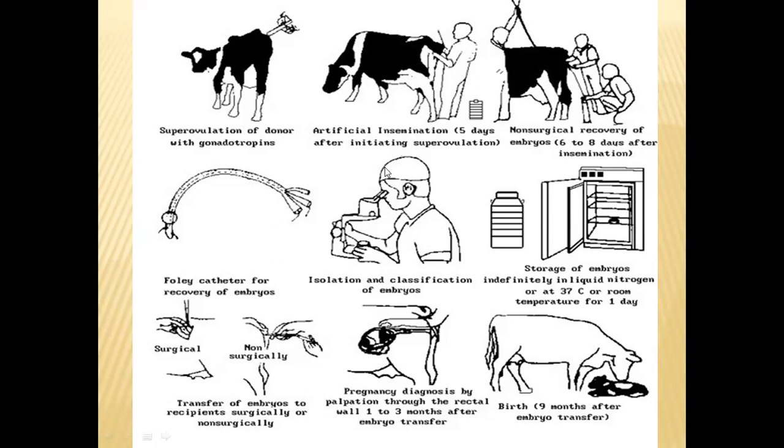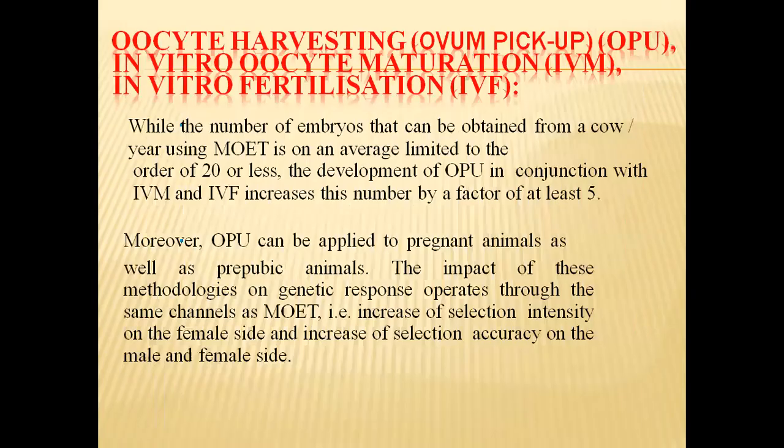If everything goes well, after 9 months, this recipient will give birth to a baby. Likewise, for all the embryos collected from this donor, each one will be introduced into a different recipient. Like this, good quality embryos can be collected from superior donors, and these can be transferred into ordinary recipients, so that these ordinary recipients are able to give birth to good quality offspring. So this is the procedure followed in the MOET technique.